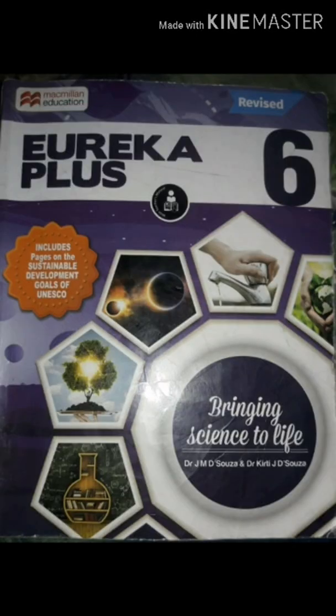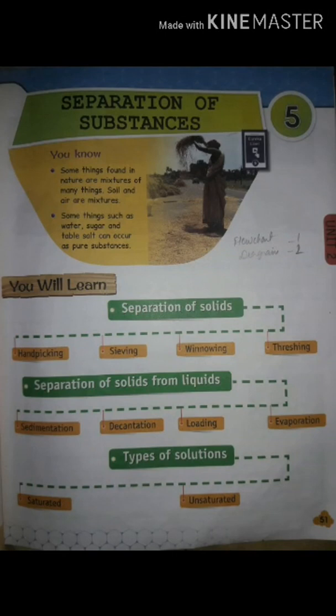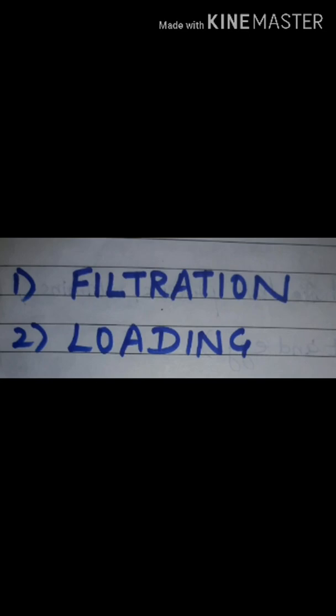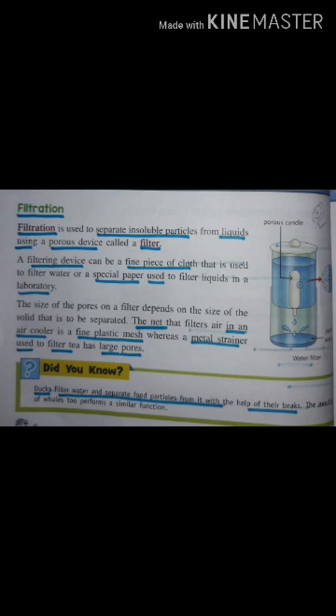As you all know, we are doing chapter 5 and yesterday we discussed sedimentation and decantation. And today we will learn about filtration and loading. So let's start with filtration.